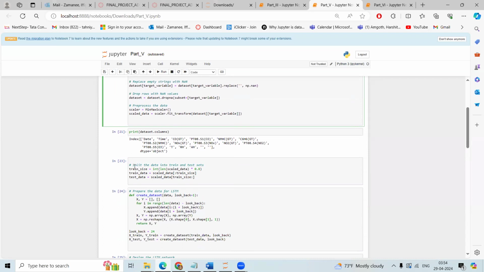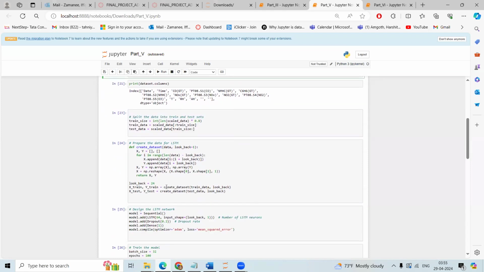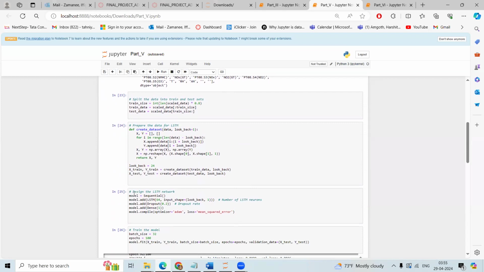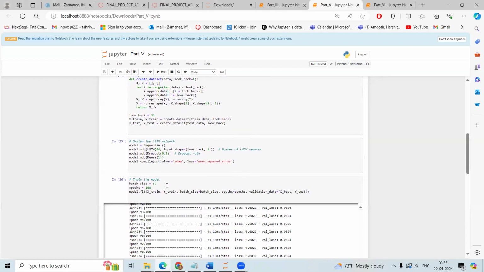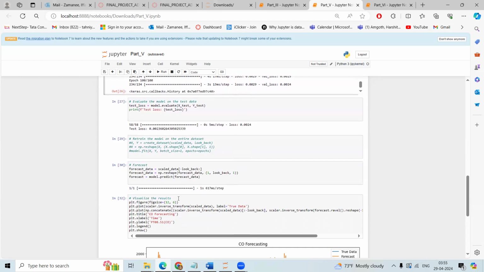Then this is splitting the data into training and testing. Then we prepare the data for the LSTM, long short-term memory neural network. This is the design of the LSTM network, and this is training the model. Here we did 100 epochs, and evaluated the model on test data. So the total loss is 0.002360, and then we retrain the model on the entire data.